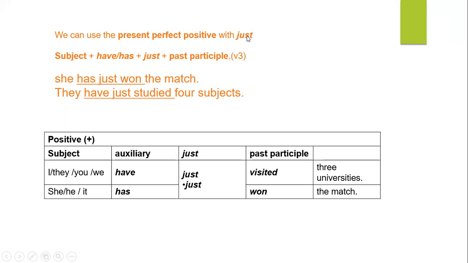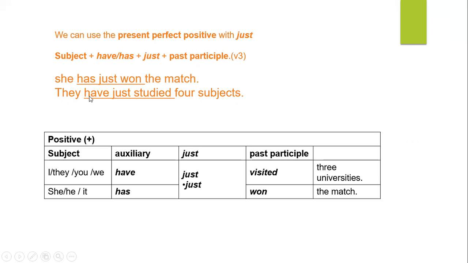We use just in a positive sentence, okay? Also, where do we put just? We put just between has or have and verb 3. Let's read this example. She is singular, so we put has. We don't say she have. No, she has because it's singular. She has just won the match. Okay, she has just won the match.